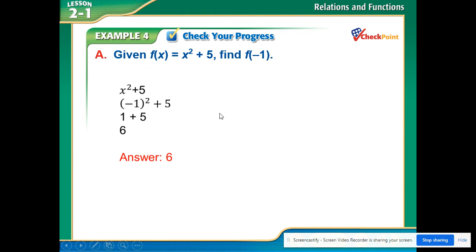Let's try another one. Here's x squared plus 5. So now we're going to put -1 in there. x squared plus 5, put -1 in there. So -1 squared is +1. +1 plus 5 is 6. So the answer, of course, is just 6.